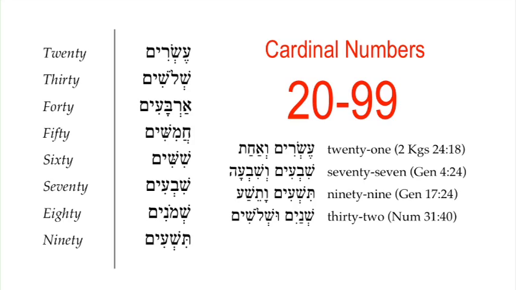And the last example, Shanayim u shaloshim, literally 2 and 30, or 32. Notice in the last example, the tens place number is second, and the ones place number is first. And so word order is a little bit looser on how you count these numbers. You just need to do the math. Those are the cardinal numbers 20 through 99.